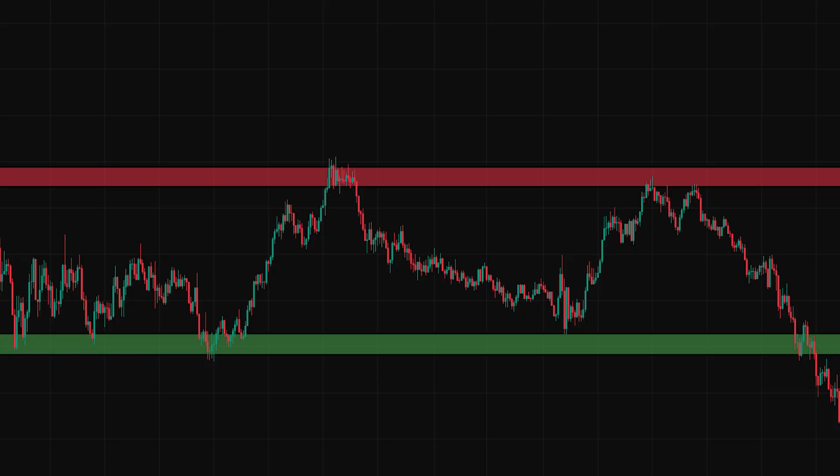Every time price touches a level, some of the orders there get absorbed. Imagine a support level with a large number of buy orders. The first time price reaches it, a big portion of those orders gets filled. The second time, fewer orders remain. The third time, even fewer. So with every test, the level becomes weaker, and the probability of a breakout increases.